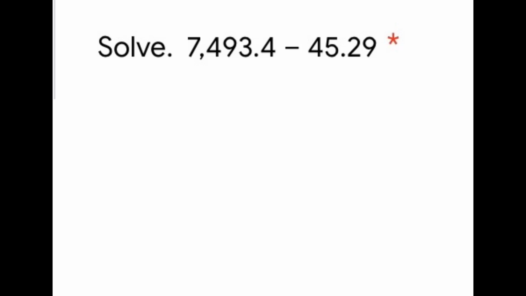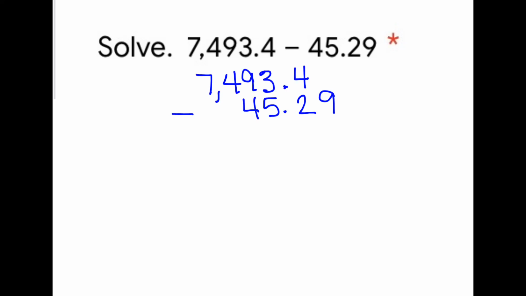Solve 7,493 and 4/10 minus 45 and 29 hundredths. When solving decimals, you need to line up your decimals. We have 7,493 and 4/10 minus 45 and 29 hundredths.